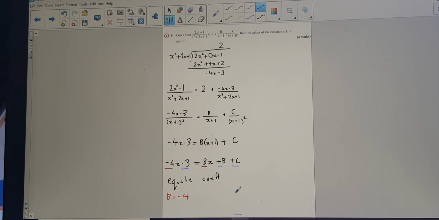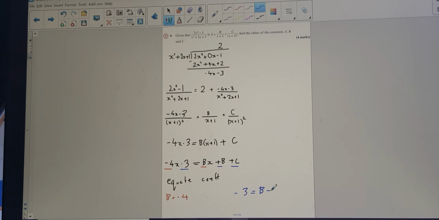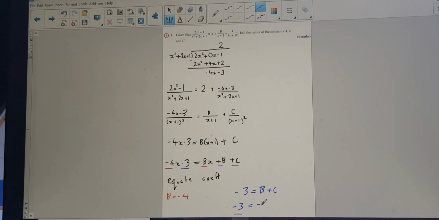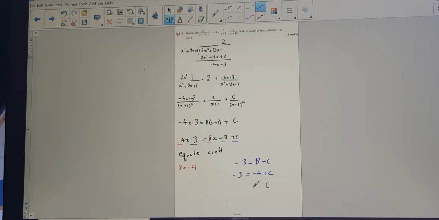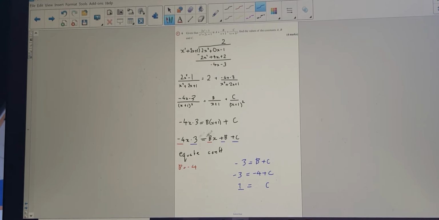So -3 equals b add c. And I've already worked out that b equals -4 because I worked it out a second ago, so -3 equals -4 plus c. Rearrange and we'll get c equals +1, just like we did a second ago when I made up a number for x and then substituted it in. You can use either method, and it would be good practice for you guys to use both methods. It's a good way of checking whether you've got the correct answer.